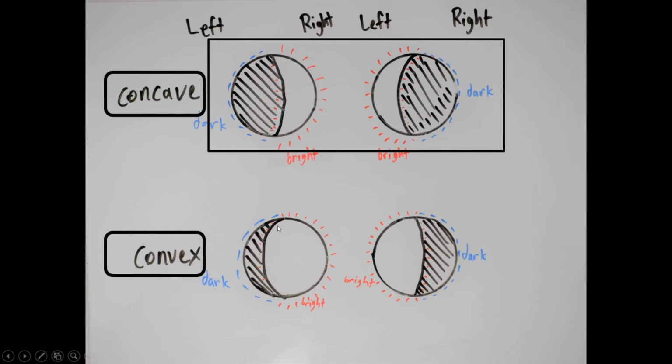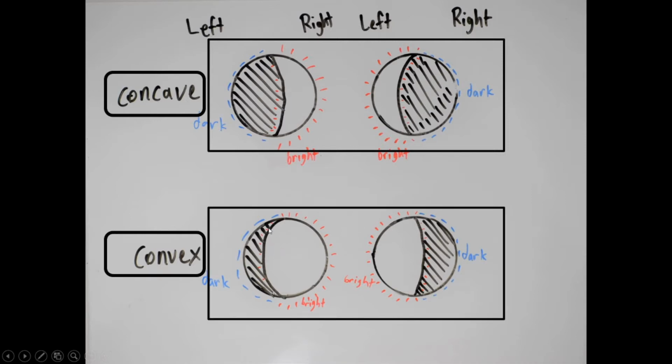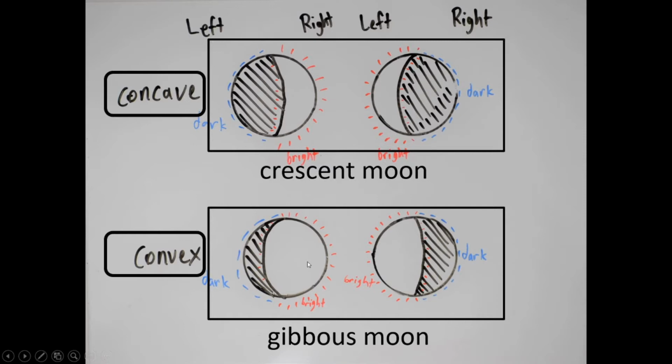And these bottom moons, these are both convex. So the bright part is convex, and here the bright part is concave. So all concave moons are crescent moons. So this is a crescent moon, this is a crescent moon. And all convex moons are gibbous. So gibbous moon, gibbous. All right, so concave equals crescent, convex equals gibbous.